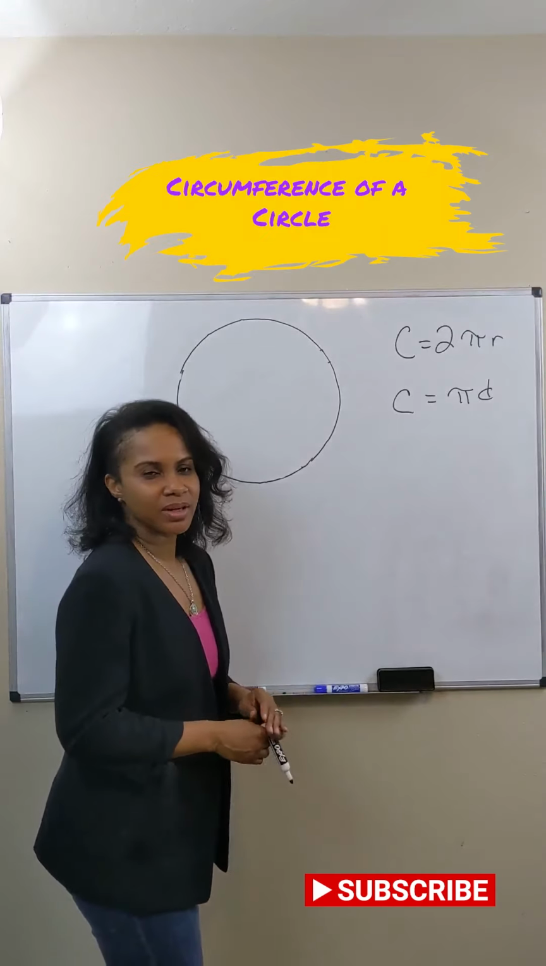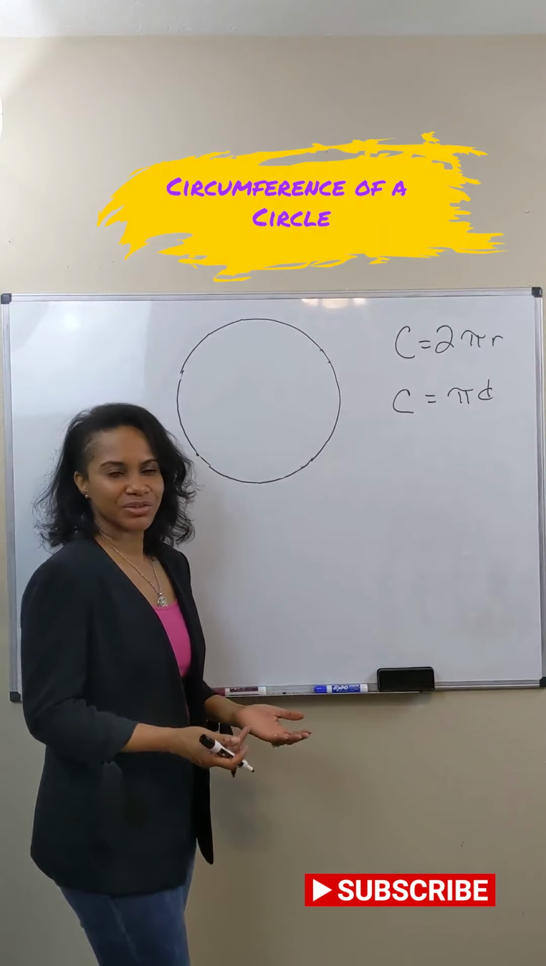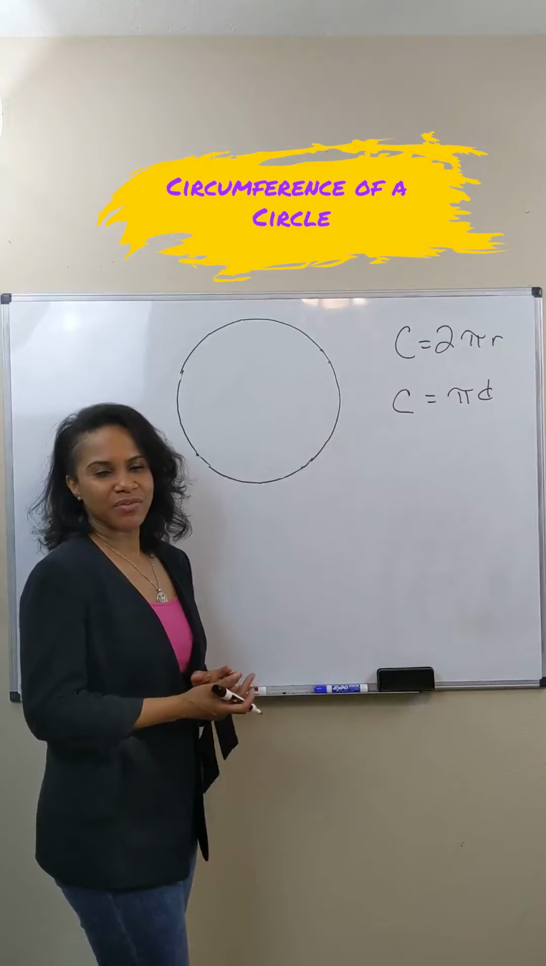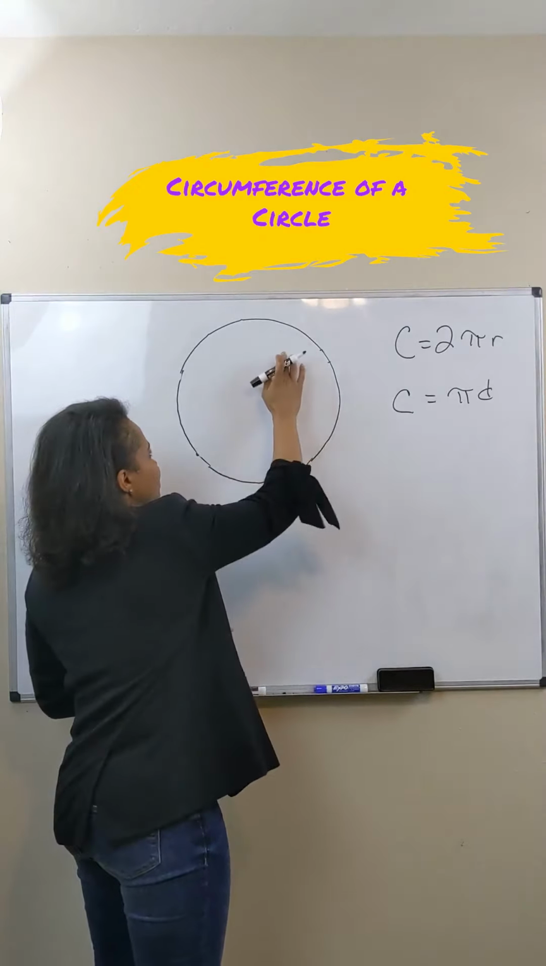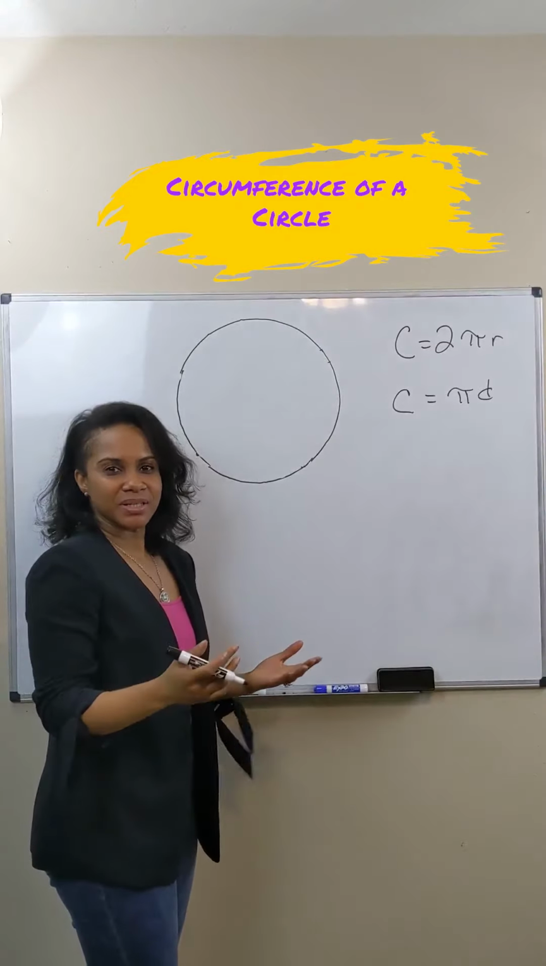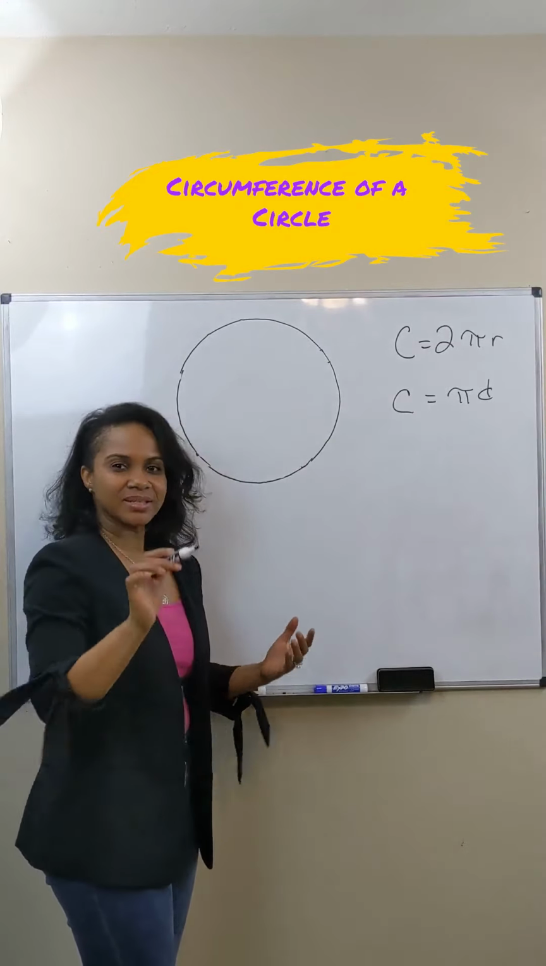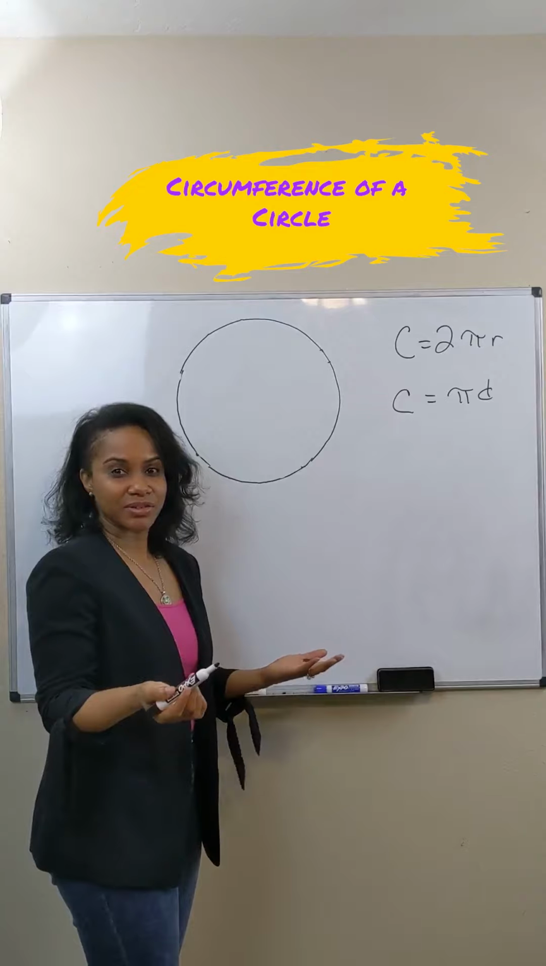In this video, we're looking at finding the circumference of a circle. Now, what is a circumference of a circle? Well, it is the distance around the circle. So if you think about a pizza, the crust of that pizza would be the circumference of the circle.